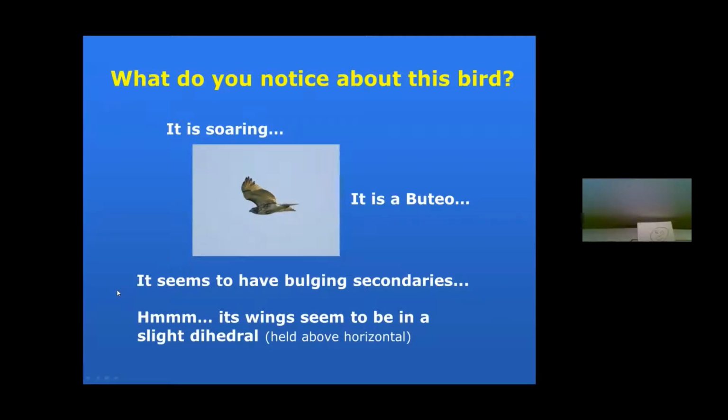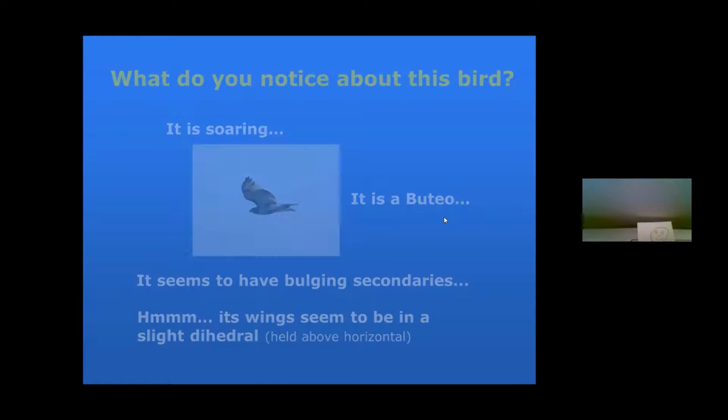So it has bulging secondaries, and it seems to be in a slight dihedral, which means the wings are slightly above horizontal in the up position, much like, not as exaggerated as, the turkey vulture, but you all know how turkey vultures have that dihedral and they teeter back and forth. Well, that's what's meant as a slight dihedral. If all of you know this already, I apologize, but maybe some of you don't.